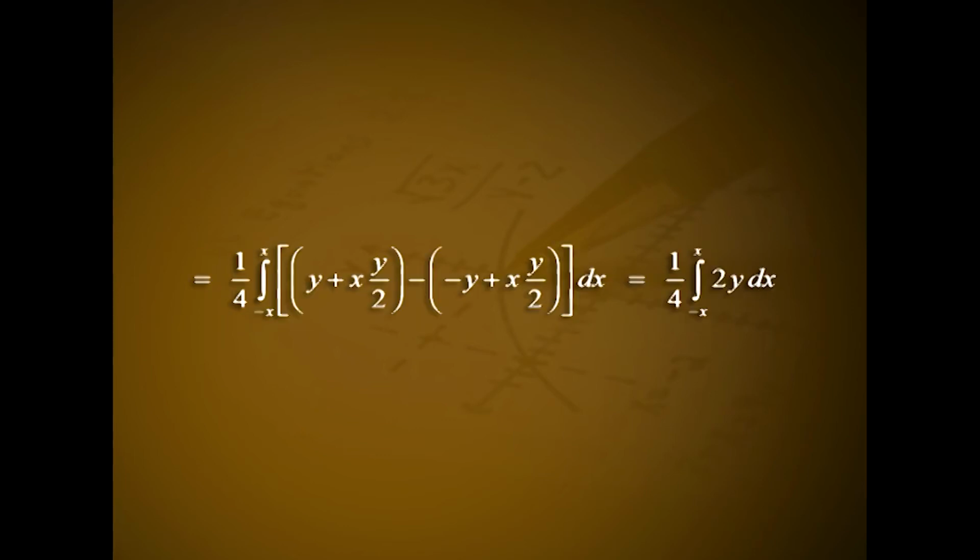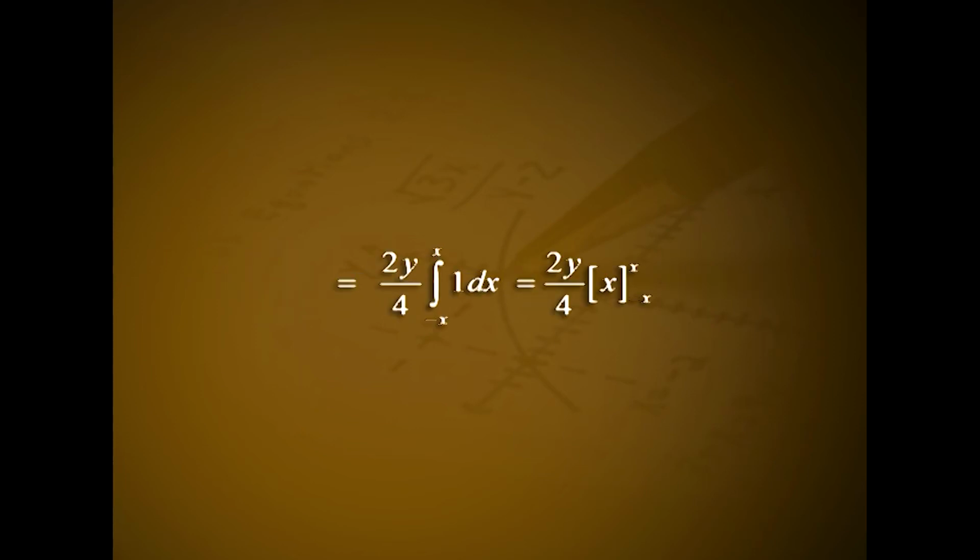That is equal to 1 by 4 into integral from minus x to x, y plus x into y by 2 minus of minus y plus x into y by 2 dx. That is 1 by 4 into integral from minus x to x 2y dx. That is equal to 2y divided by 4 into integral from minus x to x 1 dx. That is 2y divided by 4 into x over the limit from minus x to x. That is 2y by 4 into 2x, that is x into y.